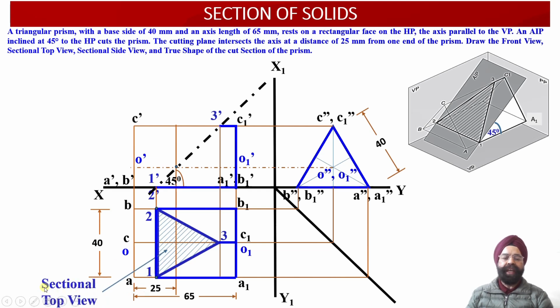And here we have obtained the sectional top view for the cut section which we can observe over here, which is appearing as 1 dash, 2 dash, 3 dash in the front view projection. And now why is this the apparent shape? Because this cut section happens to be inclined to the horizontal plane. So in the top view projections we are not able to obtain the true shape projections of this cut solid. So we are able to obtain the apparent view projections in the section top view.